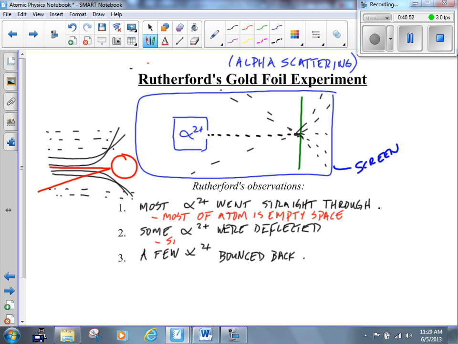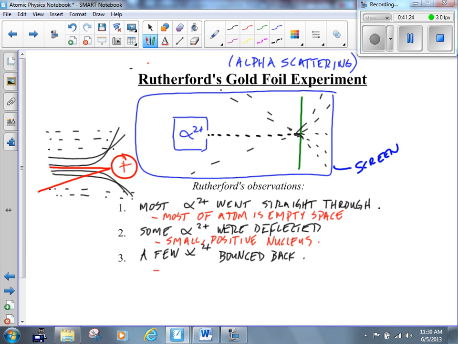There's something that's small, and it's going to be positive in the case of the nucleus. What's going to push these positive alpha particles away? Okay, what's going to push these positive alpha particles away right here? Something that's positive. Something that can repel it. There's got to be a small positive nucleus in the middle. It's got to be small because most of the alpha particles went straight through. It's got to be positive because it repelled the alpha particles.